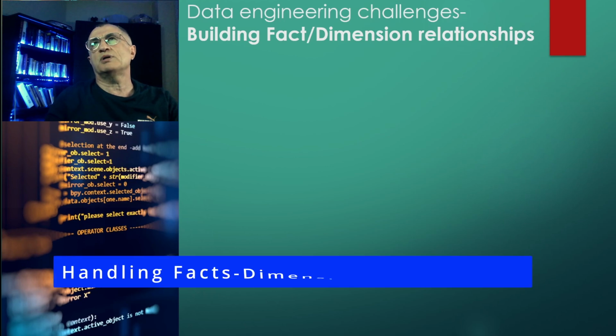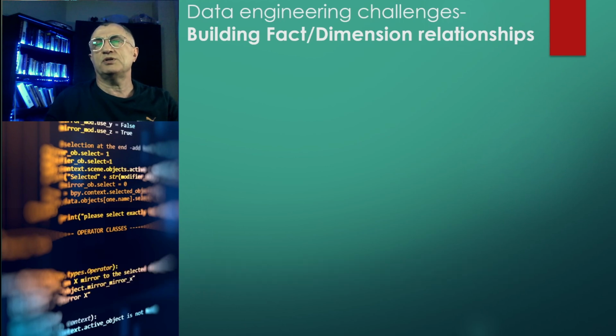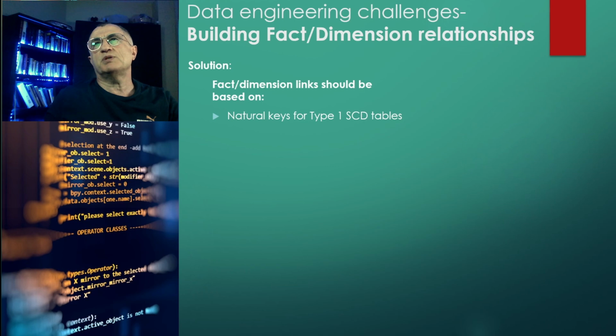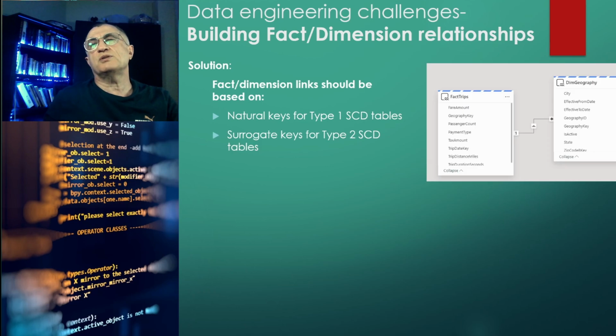Another interesting topic when you are building a dimensional model is how to link your facts and dimension tables. Depending on the type of dimensions, your linking strategy may differ. Building links between facts and type 1 SCD dimensions is straightforward because these tables only contain one key, which you call natural keys. Building a relationship between facts and type 2 SCD dimensions is not that obvious. That's because these tables usually have two types of keys: surrogate keys as well as natural keys. So which key is best?